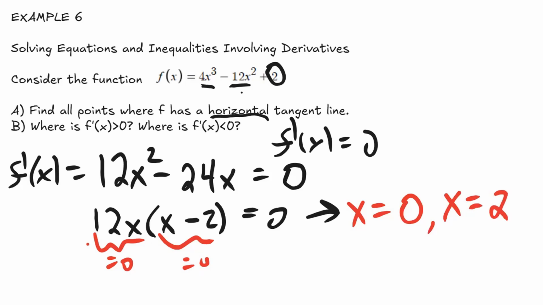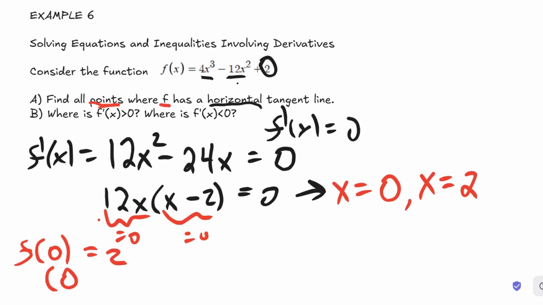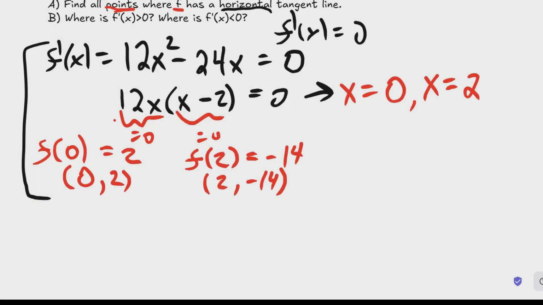To find the points, we simply plug 0 into the original function. It says all points where f has a horizontal tangent, so the point would be evaluating f at 0, and you would get 2. So the point is (0, 2). And then when we plug in the other x value, f of 2, if you plug 2 into the function, you would get negative 14. So that would be the point (2, -14). So this is all part A.